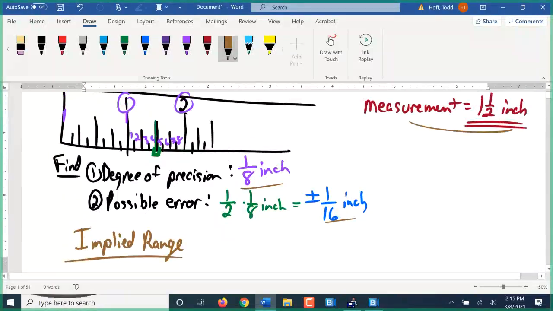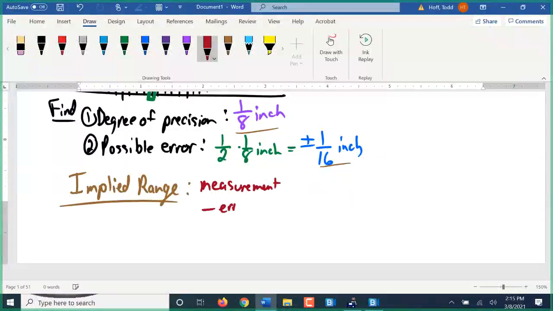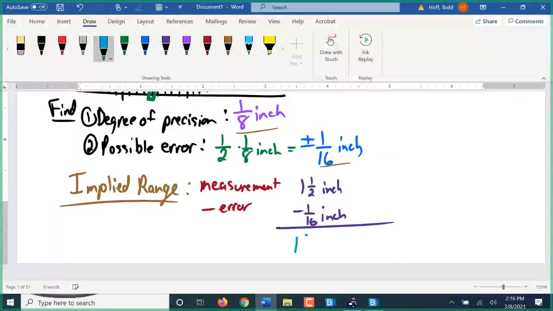If this was a 1.5 inch measurement, the implied range goes from the measurement minus that error, hence the plus or minus there. So it'd be 1.5 inches minus a 1/16. Now I'm going to trust at this point that you guys can do the common denominator and the subtraction to get that to come up to 1 7/16 inches.